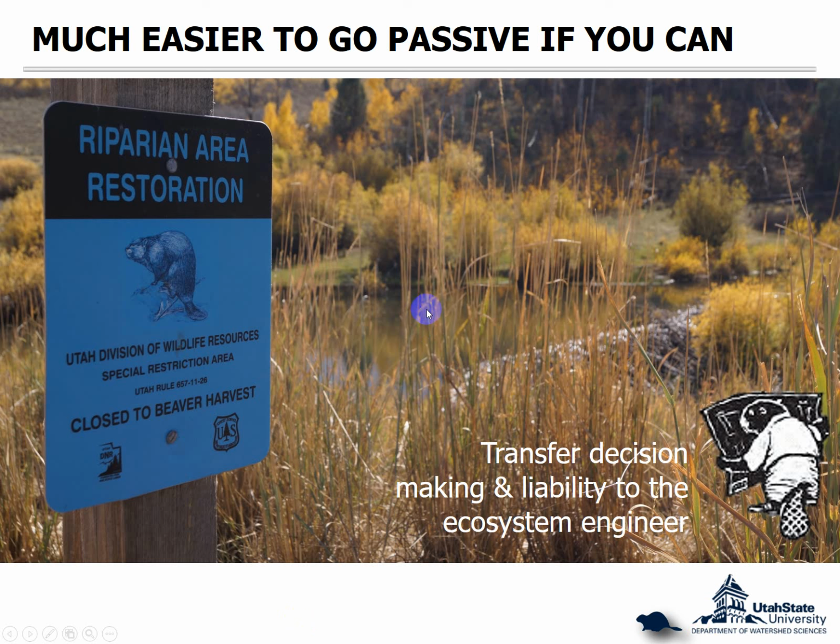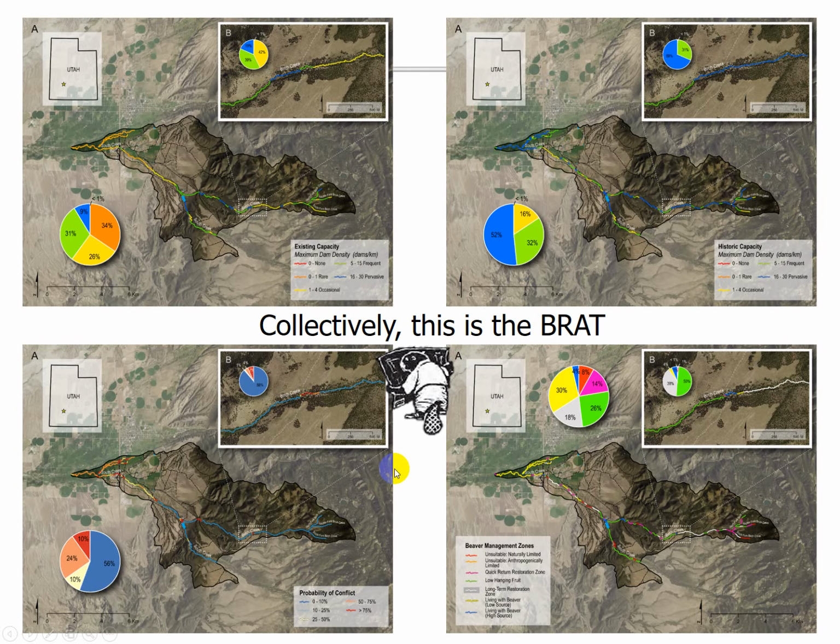Here's a nice example where once we've got a handle on grazing management and riparian resources were back in place, it was really just putting some temporary closures on harvest to allow the beaver populations to rebound in this area and build a bunch more dams. And that's a far easier route to go. And really, collectively, BRAT provides a set of decision support tools that allow you to assess that.